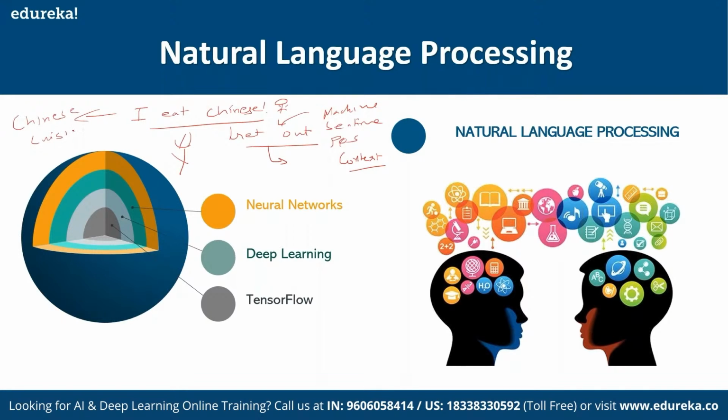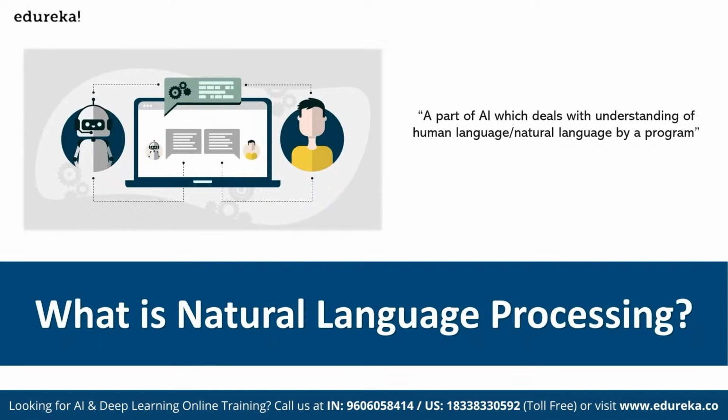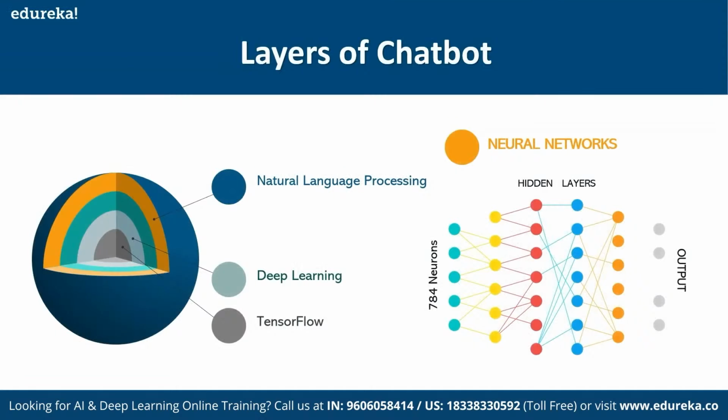How many of you are getting the complexity? This is the complexity with human language, right? It may have a context, it may have a part of speech, it may have a sentiment. So you need to have that AI, that artificial intelligence, which can understand all these aspects. Okay. What is natural language processing? A part of AI which deals with understanding of human language, natural language, by a program. Okay. How is natural language processing created?